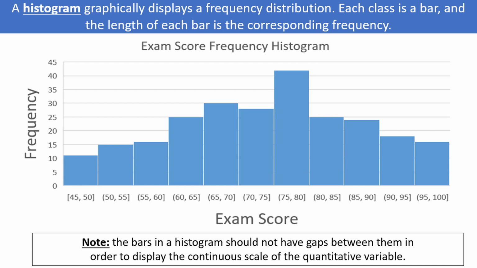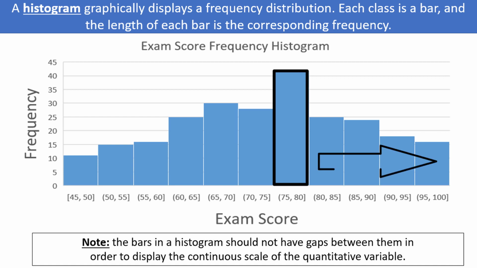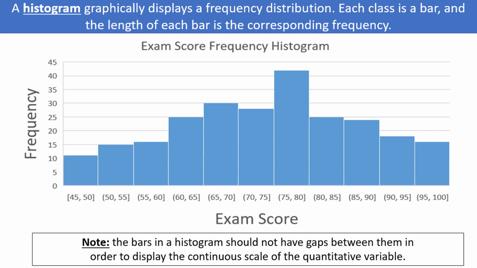Notably, we can see that the most common exam score is somewhere between 75 and 80. We also see that exam scores much higher or much lower than the 75 to 80 class become less and less common. Technically, a histogram is a type of bar graph, but we don't use the terms bar graph and histogram interchangeably. A histogram is more specific, as it has the same characteristics every time. There are no gaps between the bars, the horizontal axis represents a quantitative variable, and the vertical axis represents frequency.